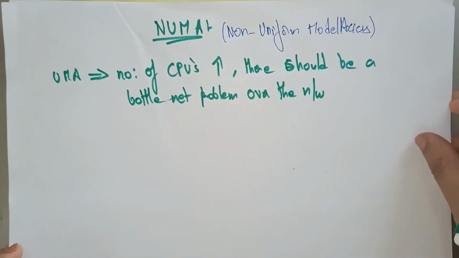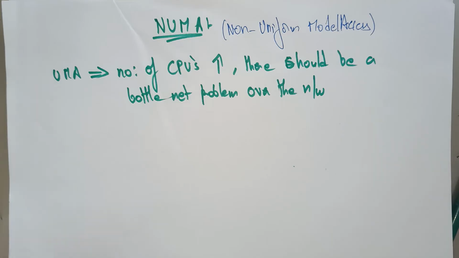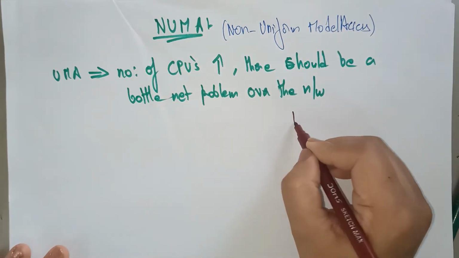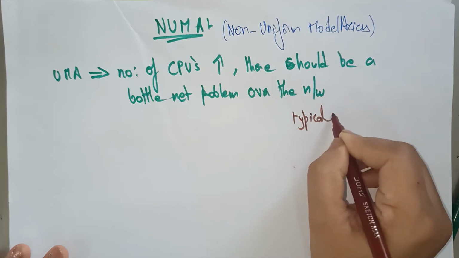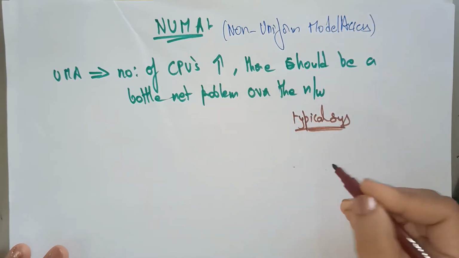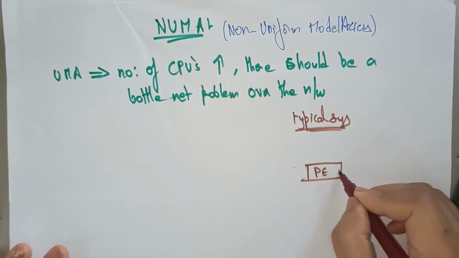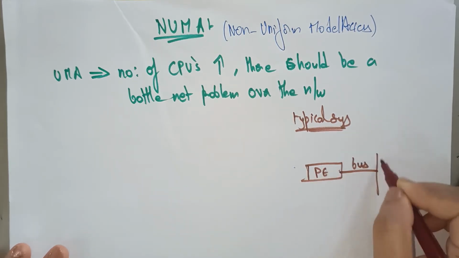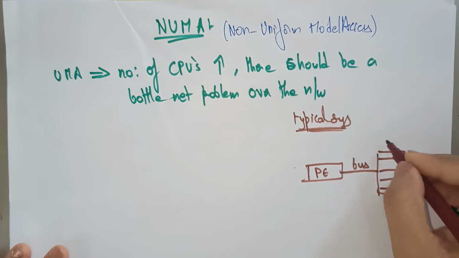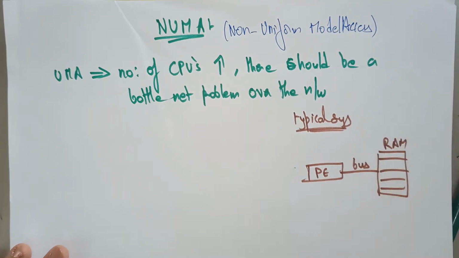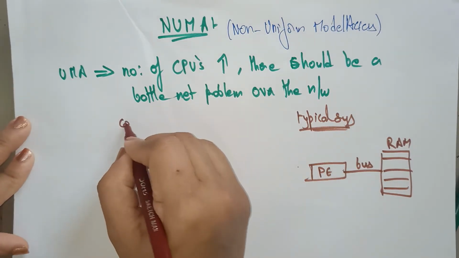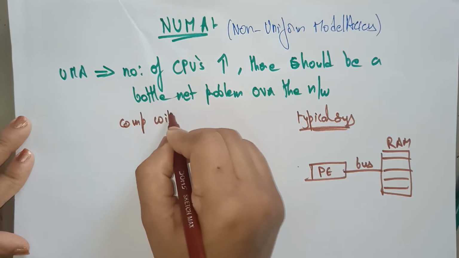So what is NUMA doing for this? Typically, a system looks like this. Let's take one processing element, that is a CPU. A bus is connected, and here the RAM device is there. If you talk about the typical system, it is one processing element connecting to the memory, the RAM. Now let's take a computer with 4 CPUs.